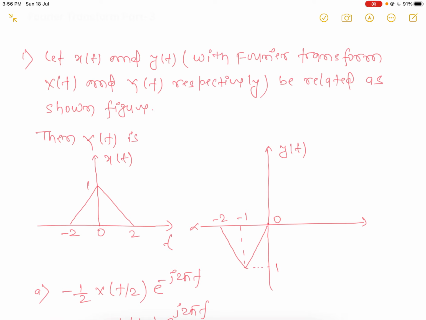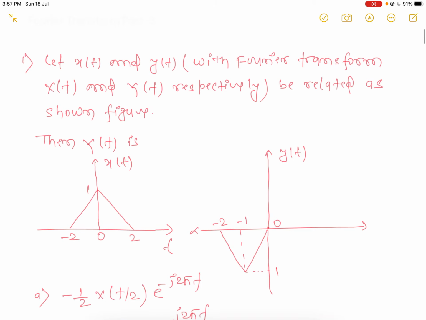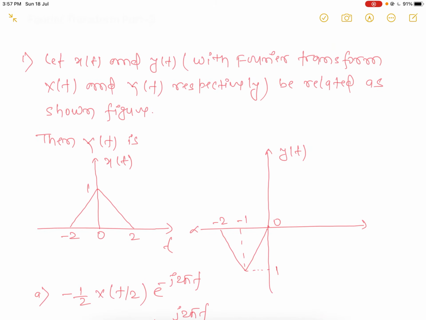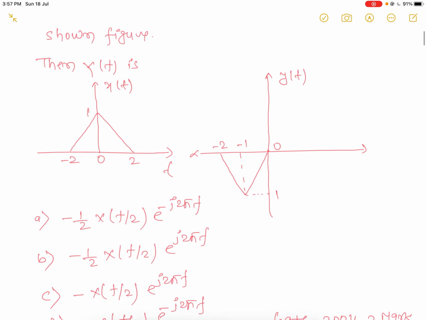First question is, let x(t) and y(t) with Fourier transforms X(f) and Y(f) respectively be related as shown in the figure. Here the relation between x(t) and y(t) is given in the form of a graph. We have to find Y(f) in terms of X(f).